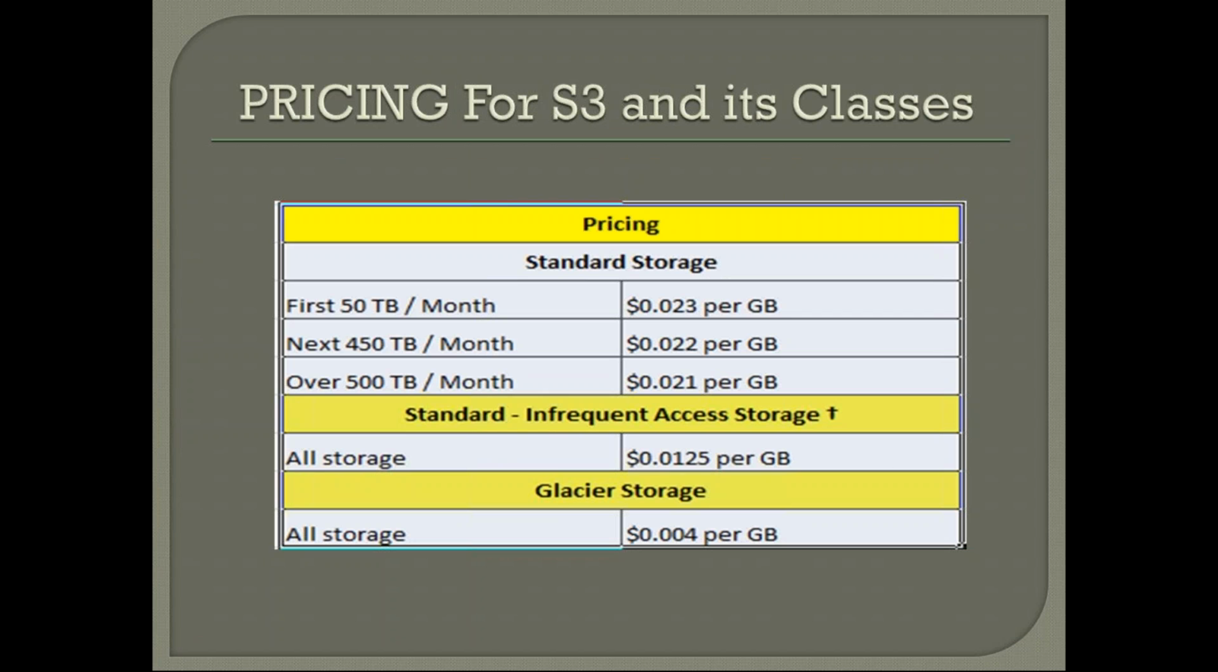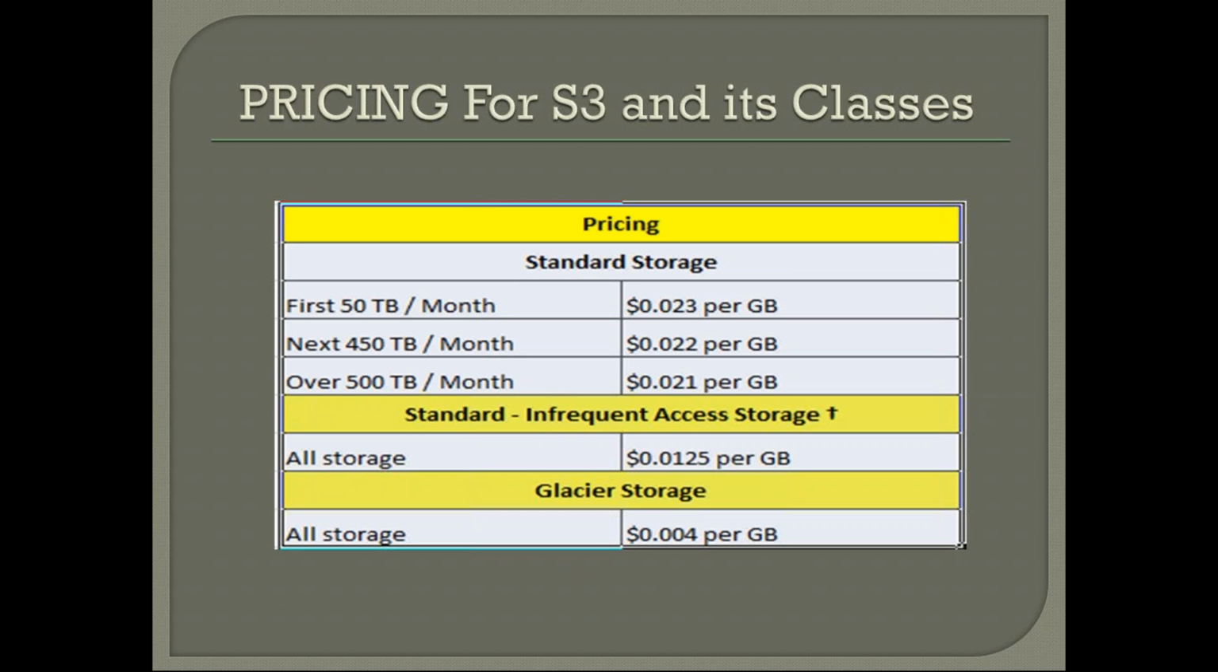Okay, now we can come to pricing for S3. Whenever I start with a class in AWS, I end up with pricing. Why I end up with pricing is that I need to show you how much less and how much cheaper it is compared to your conventional data centers. So the pricing starts here with standard storage. Standard storage for the first 50 TB per month is billed at $0.023 per GB.